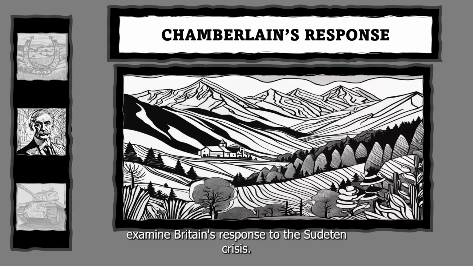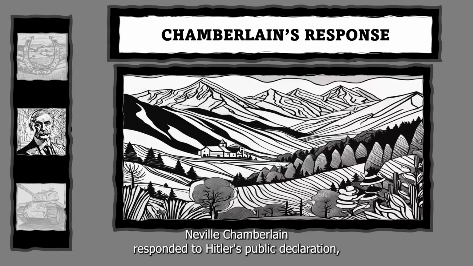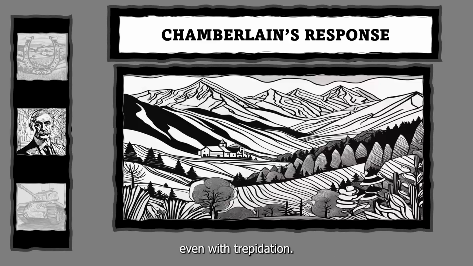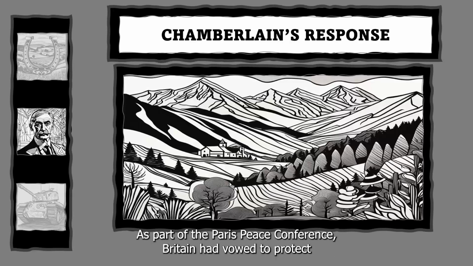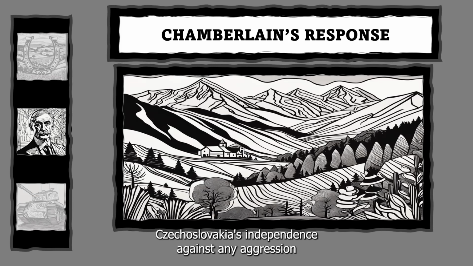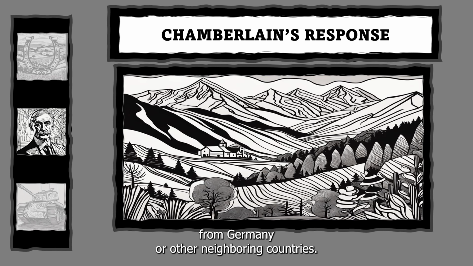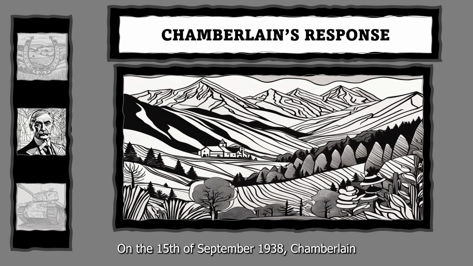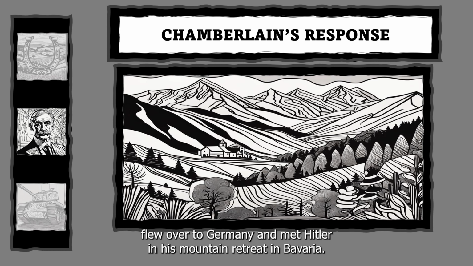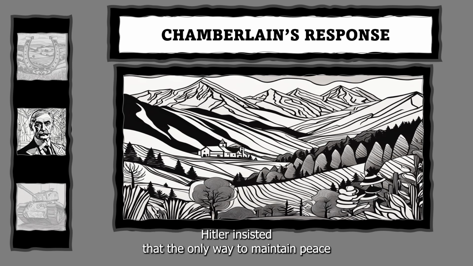Let's now examine Britain's response to the Sudeten crisis. Neville Chamberlain responded to Hitler's public declaration with trepidation. As part of the Paris Peace Conference, Britain had vowed to protect Czechoslovakia's independence against any aggression from Germany or other neighboring countries. On the 15th of September 1938, Chamberlain flew over to Germany and met Hitler in his mountain retreat in Bavaria. Hitler insisted that the only way to maintain peace was to allow Germany to take the Sudetenland.